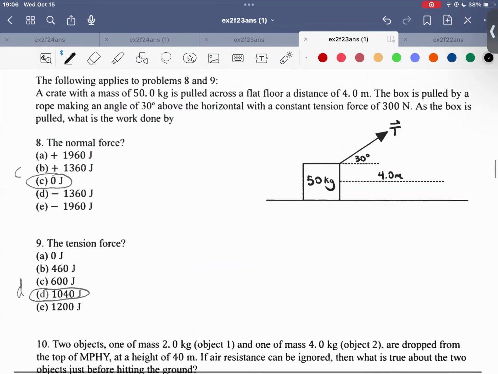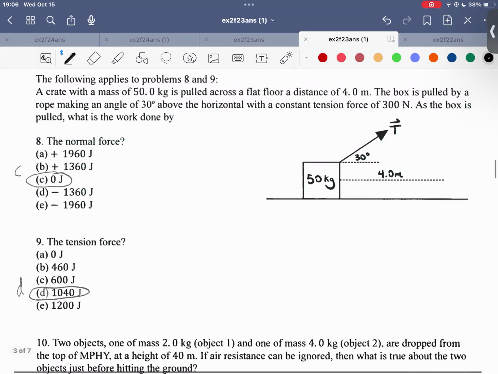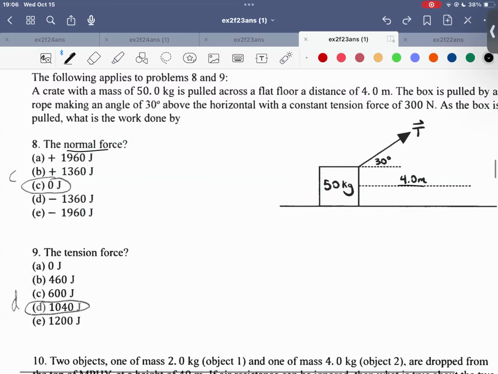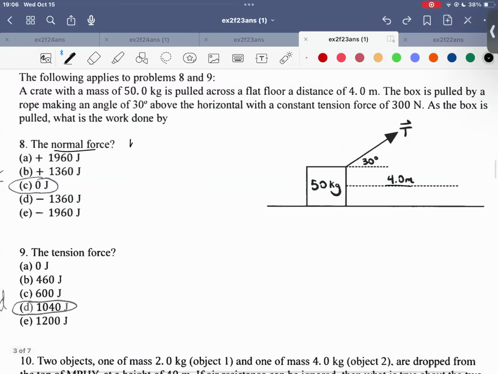So number 8, this is similar to what we did on the 2024 exam. When we do work questions, we say work equals force times distance, and this distance is parallel. Since we have no displacement parallel, our normal force is equal to 0.